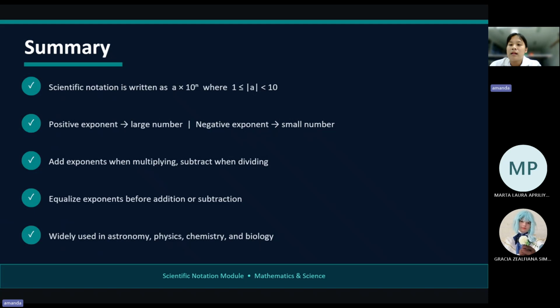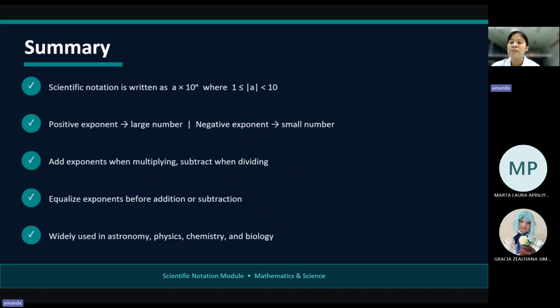Let us quickly review what we have learned today. First, scientific notation is written as a times 10 to the power of n, where a is between 1 and 10 and n is an integer. Second, if the exponent is positive, the number is large. If the exponent is negative, the number is small.